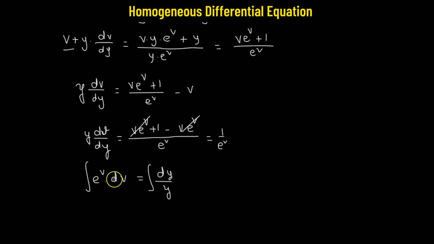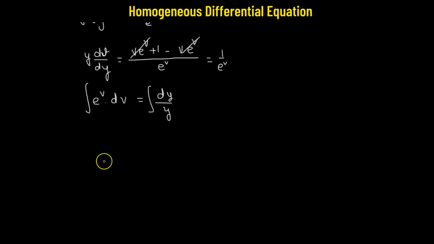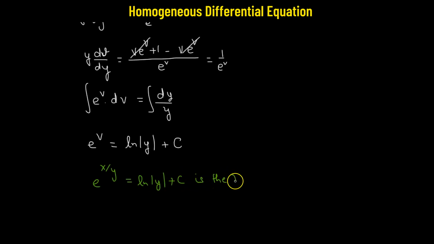The integration of the exponential function is the function itself. We have e raised to the power of v equals the integration of dy over y. So that will be natural log of the absolute value of y plus the constant of integration c. Finally, we'll substitute the value of v with x over y. So we have e raised to the power of x over y equals natural log of y plus c, and this is the required solution to our given differential equation.